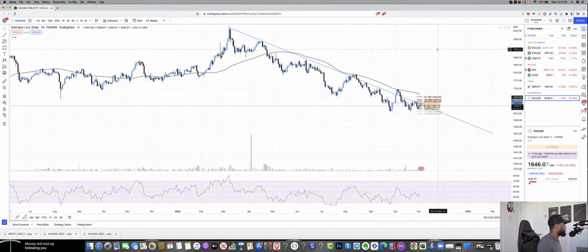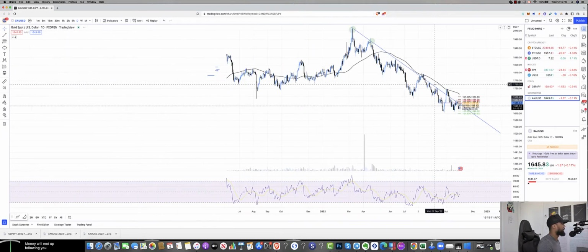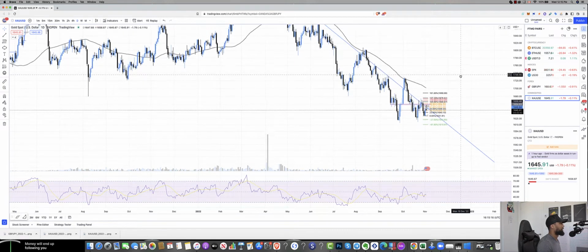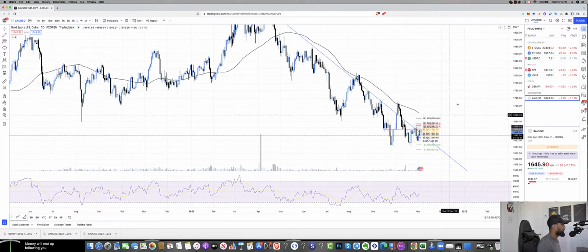All right, guys. So here we're looking at the gold chart. What we're going to look at first is we drew our point A and point B here for our trend line on the daily time frame. You can see that the price has maintained underneath. It's popped out a couple times here, but for the most part, gold has been maintaining this trend line and has respected it. As well as we have the moving average that's underneath.